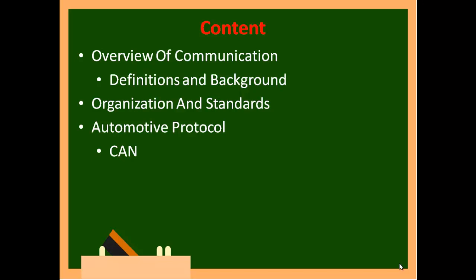So previously, what was done? What was the previous way of communication? Then organization and standards. See, when you make a product or when you define any particular rule for communication, there should be some standards. And we will see an example, automotive protocols. So protocols which are used in automobiles. One among them is CAN. So that is what we are going to see today.